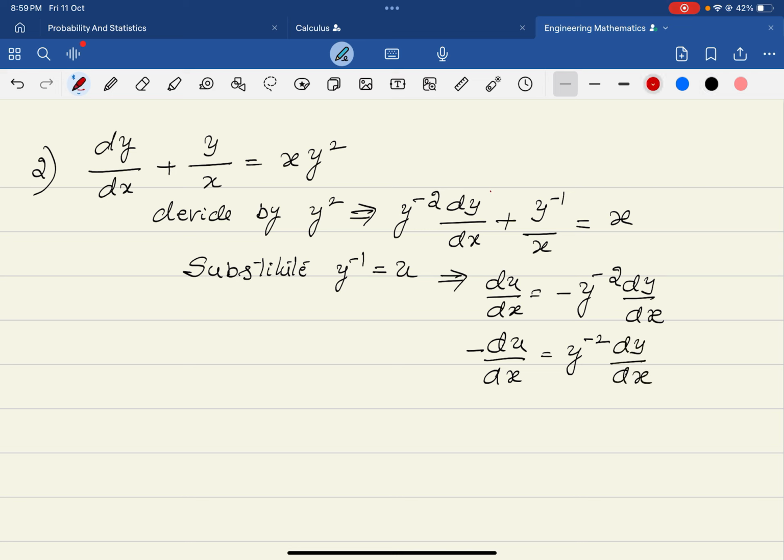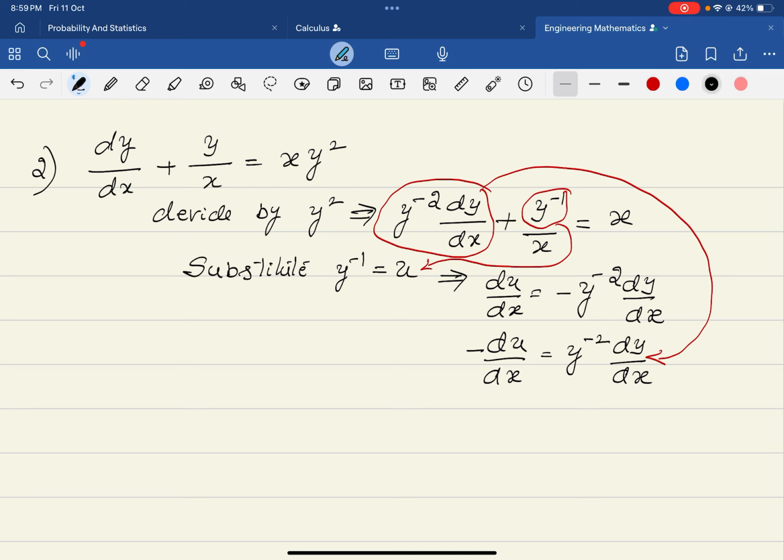So this is what our first substitution. And this is what u. I hope you could understand very clearly. Now let us go to the substitution. So what does the equation imply now? Therefore, the equation can be written as minus du by dx plus u over x is equal to x. We can call this equation 1.